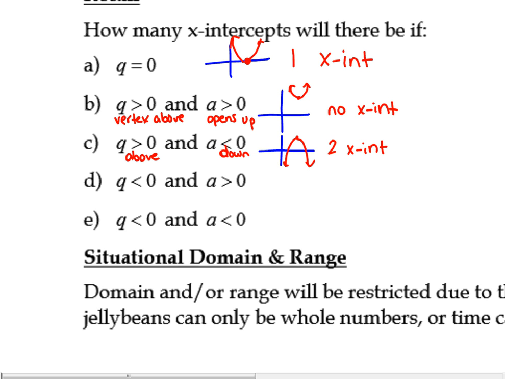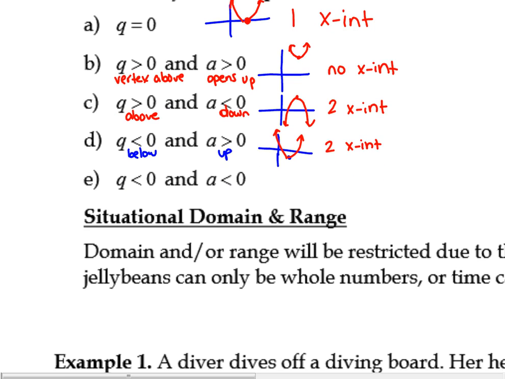Okay, this time Q is less than 0. So that means your vertex is where? Below. And it opens up. How many would you have? 2 x-intercepts. And last, Q is less than 0, so below, somewhere below. And it opens down.